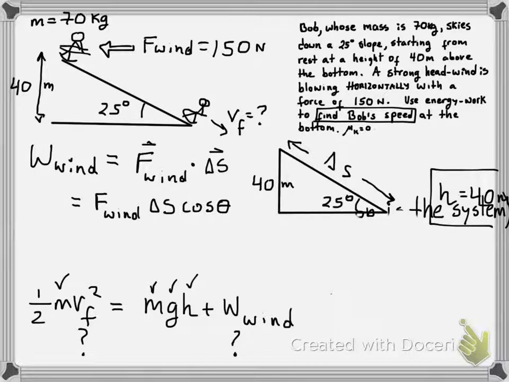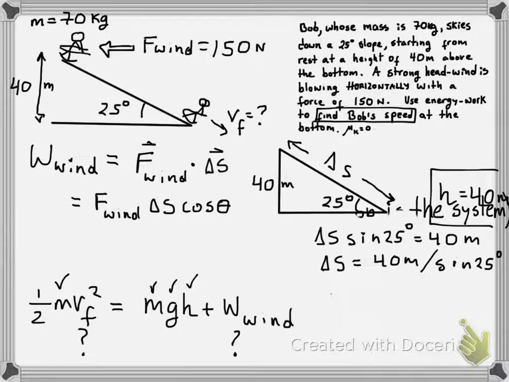So the distance, let's think about the distance. How do we calculate the distance traveled by Bob from the top to the bottom? If the height of the hill is 40 meters and the angle is 25 degrees, then delta S is the hypotenuse of that right angle triangle. So the hypotenuse multiplied by the sine of 25 degrees should be equal to the opposite side, which is 40 in this case. So delta S times sine of 25 is 40 meters. Therefore delta S is 40 divided by sine of 25. And if you plug in the numbers, you get delta S is 94.6 meters. So now we know the distance that Bob travels.